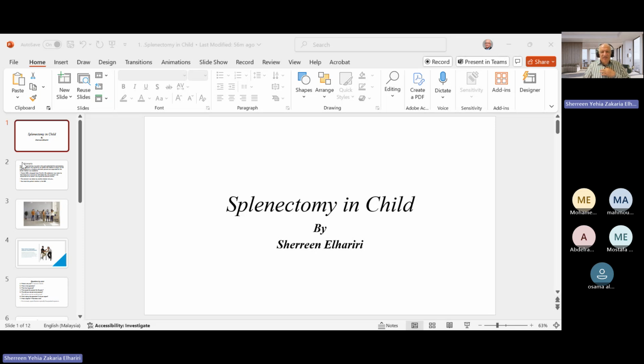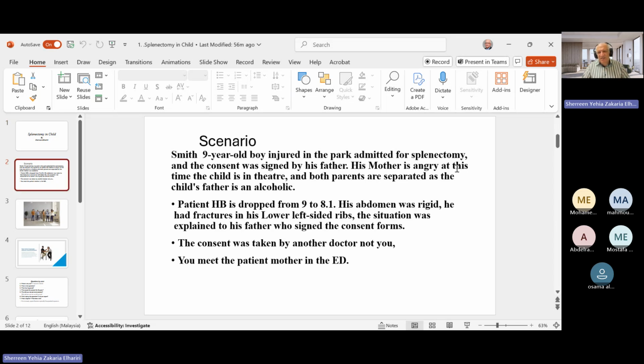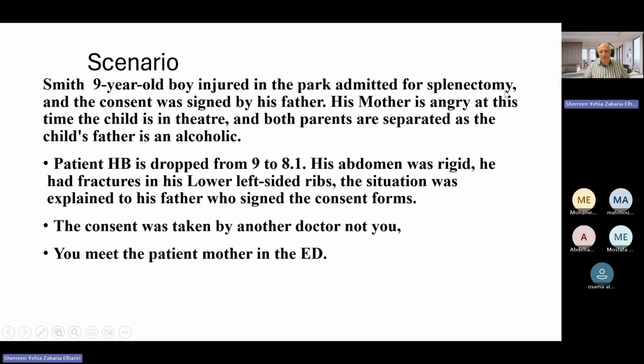Splenectomy in a child is a very common scenario. If the scenario is very common, it means that till now no one answered it correctly, or the students still fail on it. So Smith, a 9 year old boy. This is the name of the boy. Injured in the park. Park means gardening. Admitted for splenectomy. And the consent was signed by his father. His mother is angry. At the time, the child is in the theater.